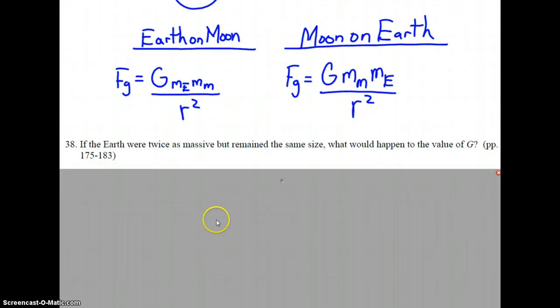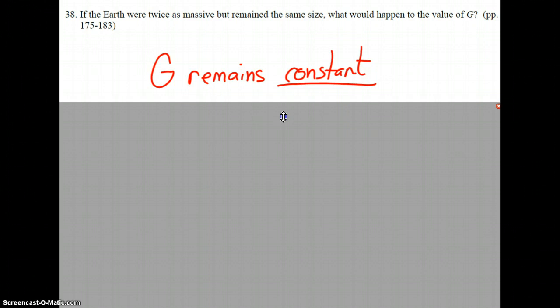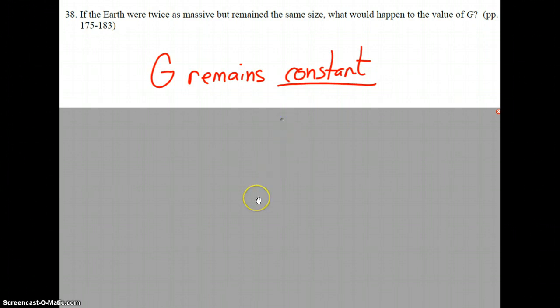On to 38. If the earth were twice as massive but remained the same size, what would happen to the value of big G? Well, by inspection, big G is the universal gravitational constant. Big G remains constant no matter what happens to the dimensions or mass of the earth or radius of the earth or any other factor. So what happens to the value of big G? Nothing. It remains constant.